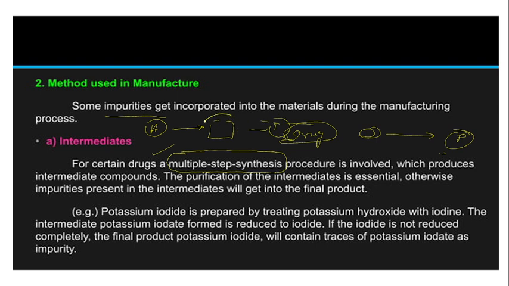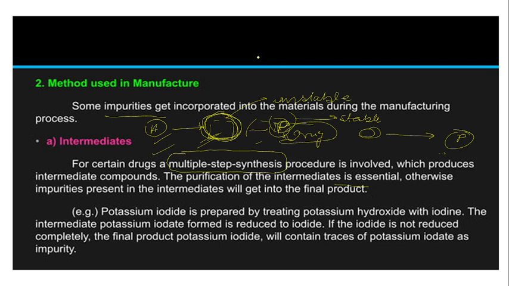So this something, whatever is formed, is first of all unstable. It's not stable. Our product is stable actually. So this unstable product which is formed between reactant and product is called an intermediate compound. So the purification of the intermediate is essential. If we purify this intermediate, then only we get the purified product. So intermediate purification is an important step. Otherwise, impurities present in the intermediate will get into the final product.